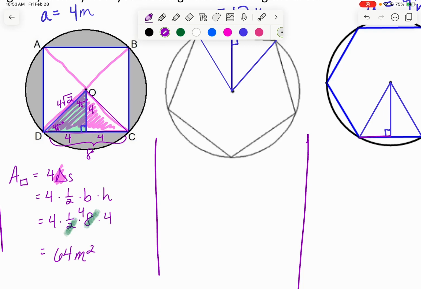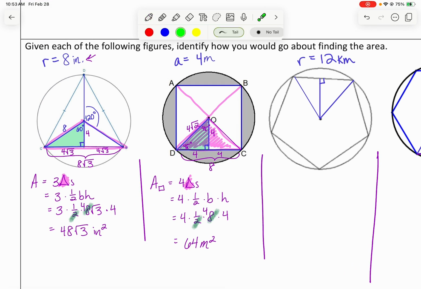So hopefully you're noticing a pattern with these two, right? We're using the given information to draw in our triangle. And then based on the central angle, we're finding the missing side lengths in our triangle. Once we do that, then we look at the number of congruent triangles that it would take to get the whole figure. So for a triangle, we're going to use 3. For a square, we're going to use 4. All right, and then we're just going to plug into that formula.